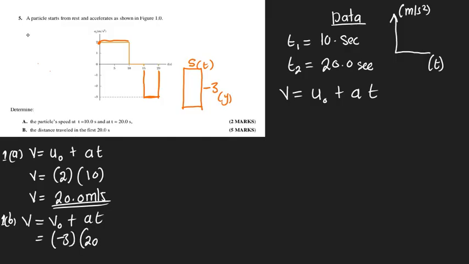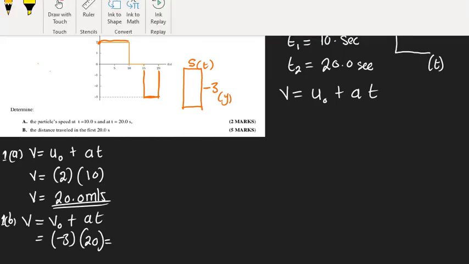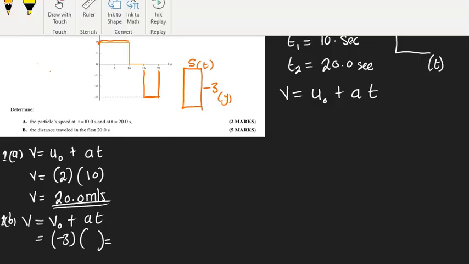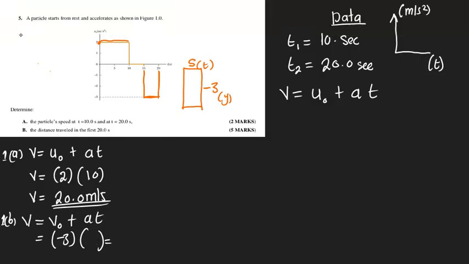It is at 20 seconds. Then it is at 5 seconds. So you're going to put your 5 seconds there, and then you're going to get your -15 meters per second. That is exactly how you are going to find the first question.